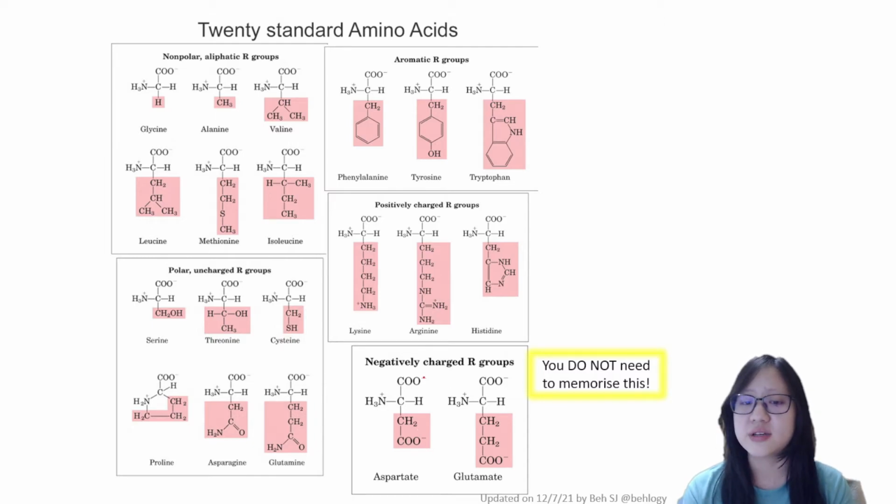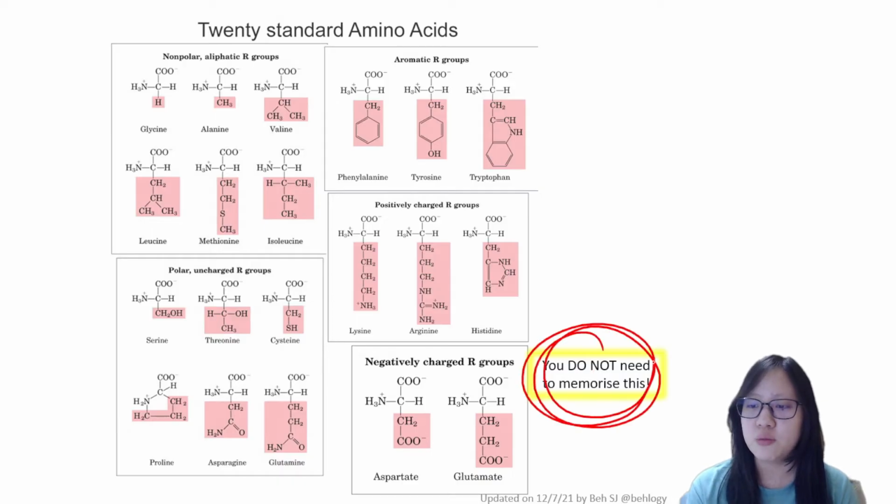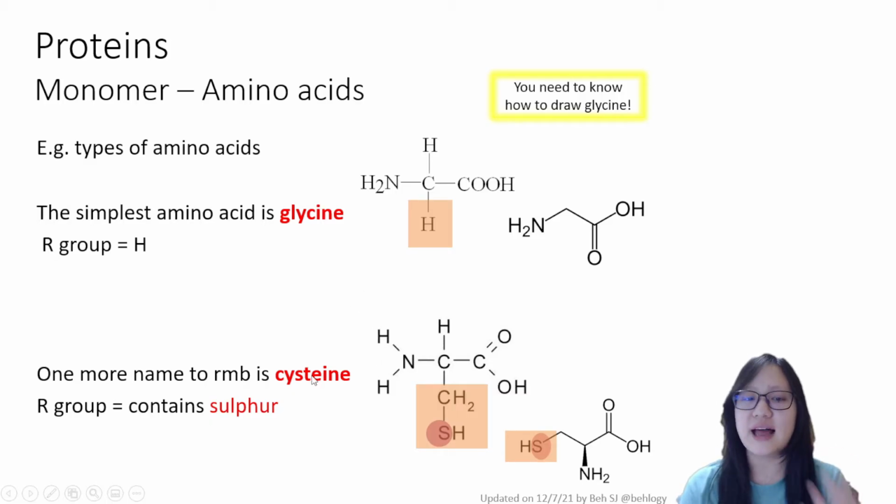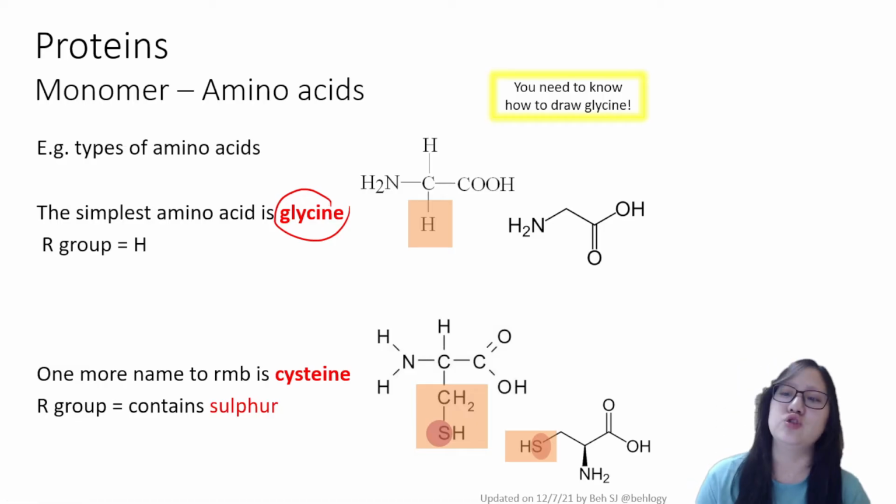And if it's negative, the whole thing is negative. Now, you do not need to memorize this. You only need to know these types of amino acids. Let me point it out to you. Number one is glycine. This is what you need to remember. You need to know how to draw glycine.